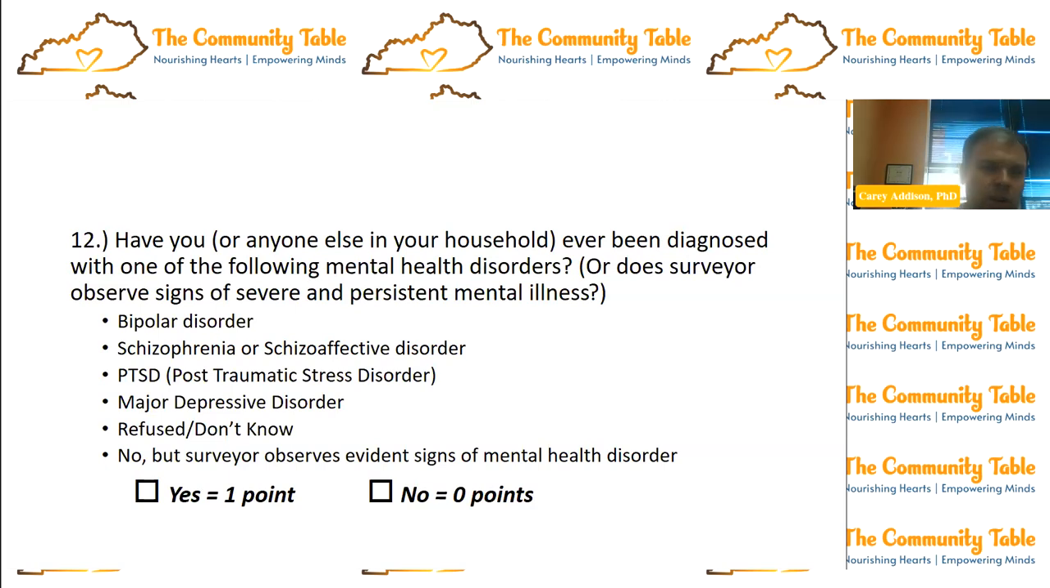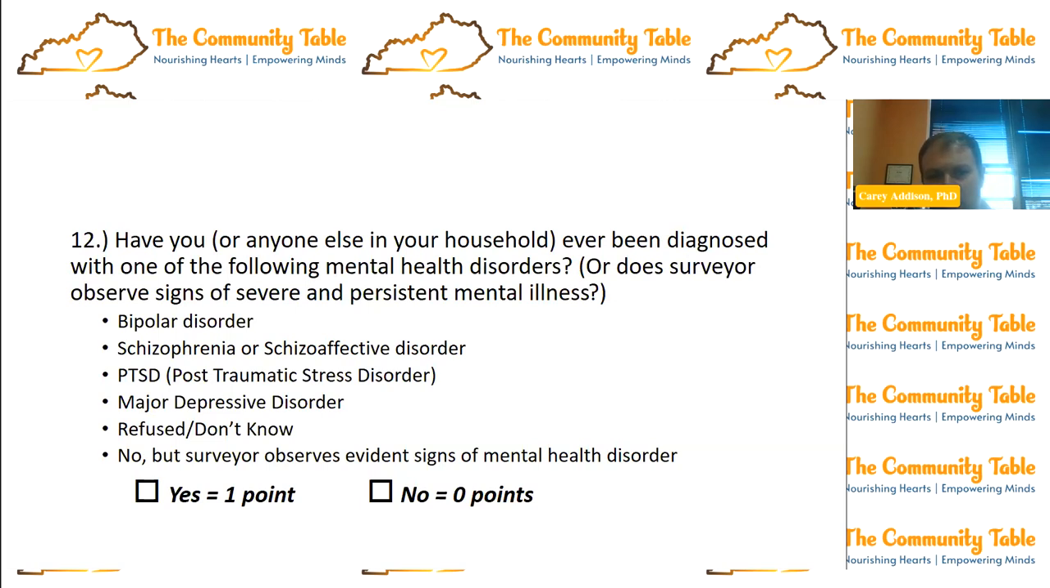For a mental health disorder, we looked at severe and persistent mental illness, bipolar disorder, schizophrenia or schizoaffective disorder, PTSD, major depressive disorder. A lot of this was guided by the criteria we use and Wellspring uses to determine severe and persistent mental illness and what we commonly see. So someone may be experiencing situational anxiety or depression, especially if they're homeless, but that's not the same as a chronic mental health condition that they're living with. So these questions are designed to distinguish from that.